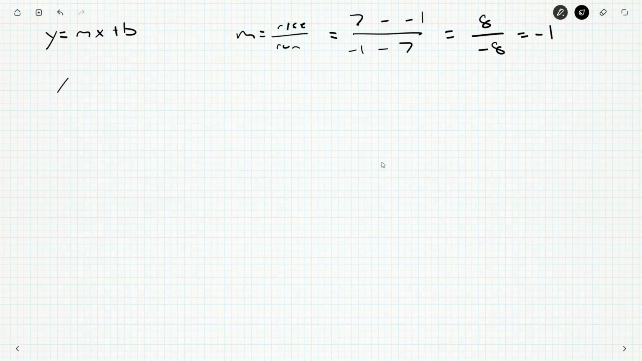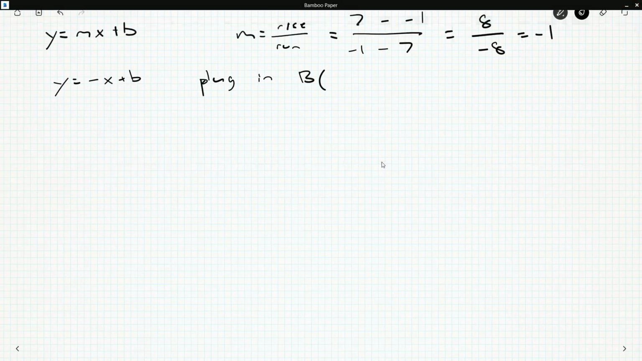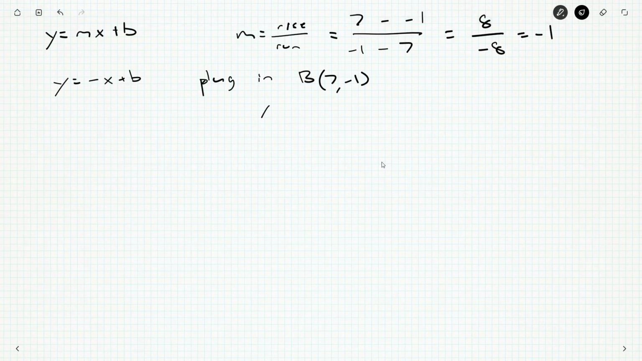So m is -1, so now we've got y equals -x plus b. We'll just plug in a point. Which one was it? Was it (7, -1)? Yeah. So this has to be on the line, so negative 7 plus b has got to be equal to -1. Bring the 7 over to the other side, and you'll get 6 is equal to b.